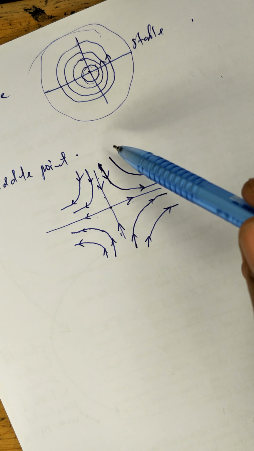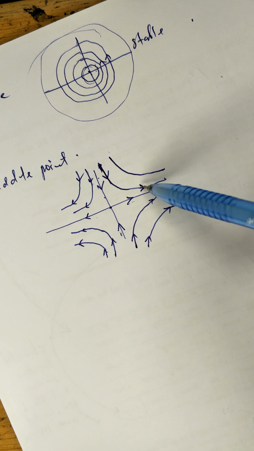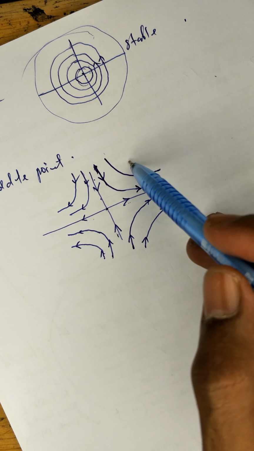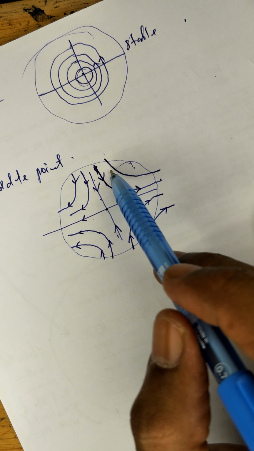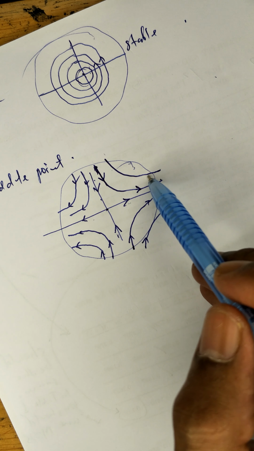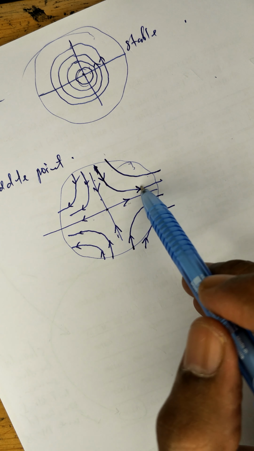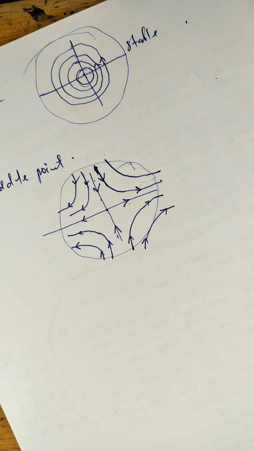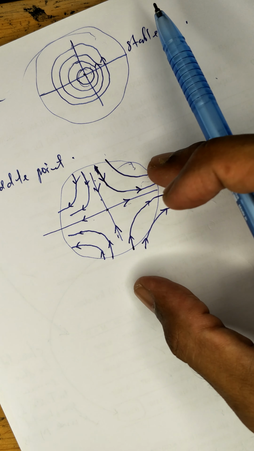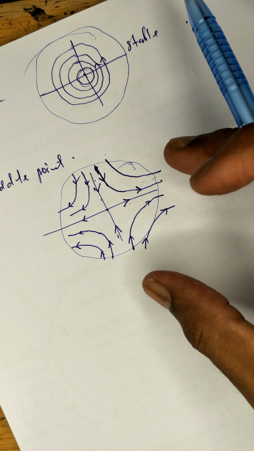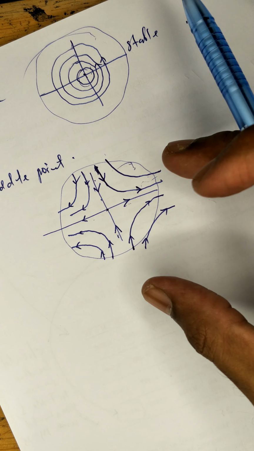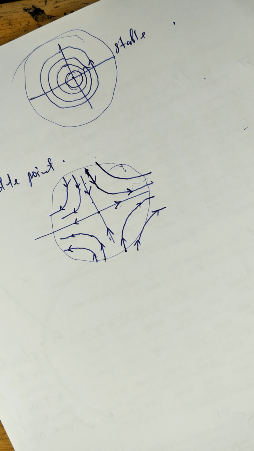For the saddle point, if we have a neighborhood U here, you can see there are many trajectories that go outside of that neighborhood. So in this case we call it unstable. If the trajectories are of the form of a saddle point, then our system is unstable.